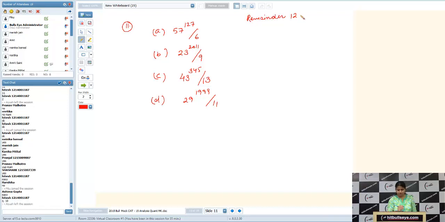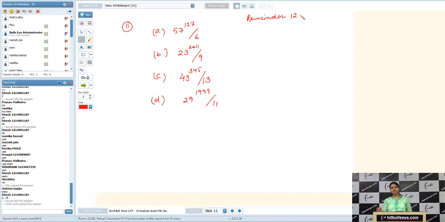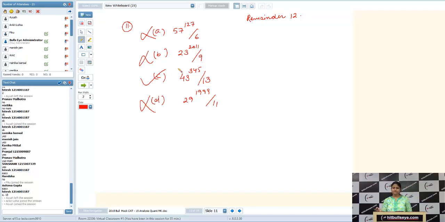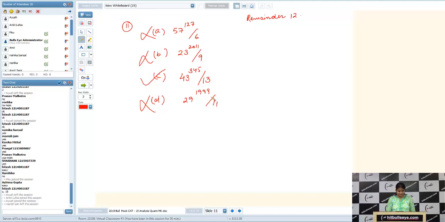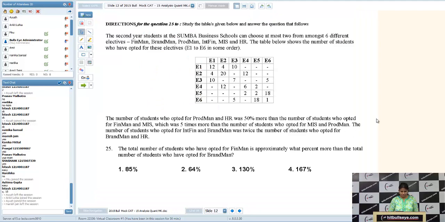Remainder we want to take 12. Yeah, now this is an easy question. Why so? See, whenever you want to get a remainder of 12, it means the divisor should be more than 12. That's why all the options are rejected except C. Because in only option C, we have a divisor which is more than 12. That's why this is the answer. Yes, all of you?